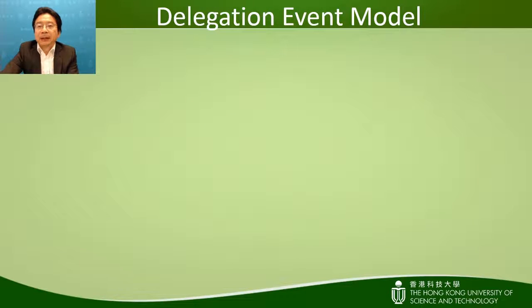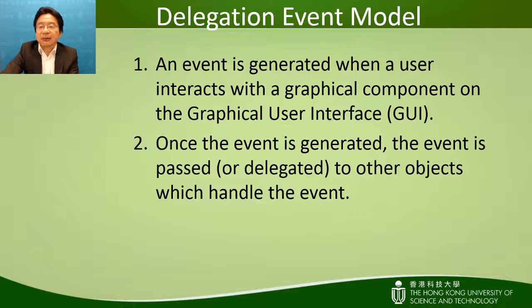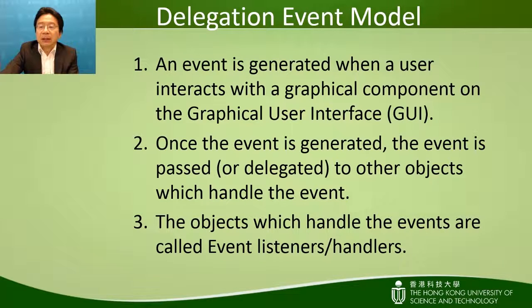In Java, the delegation event model is used for event handling. In a delegation event model, an event is generated when a user interacts with a graphical component, such as a mouse click on a button. The graphical component is called the event source. Once the event is generated, the event is passed or delegated to another object, which could handle the event. These objects are called event listeners or event handlers.